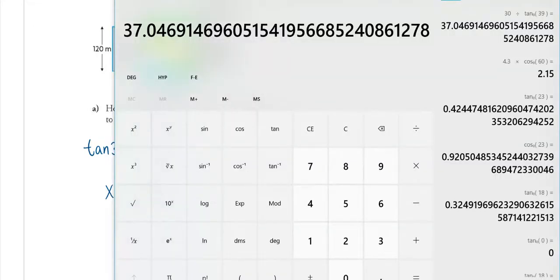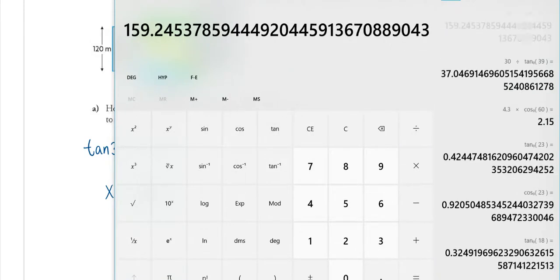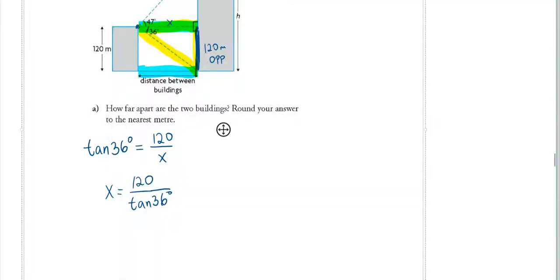So if I evaluate that on the calculator, 120 divided by the tangent of 36 degrees equals 159.2. I'll round it to one decimal place. So 159.2, and that is in meters. So I have the distance between the two buildings is 159.2 meters.